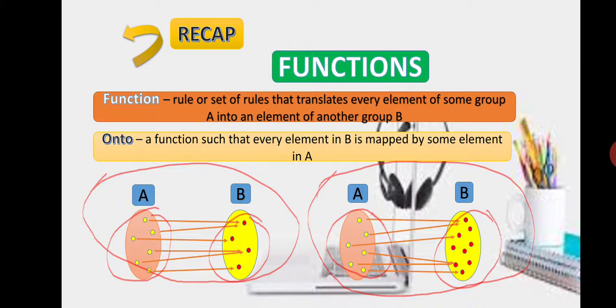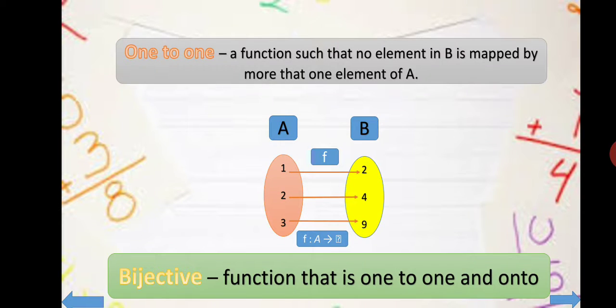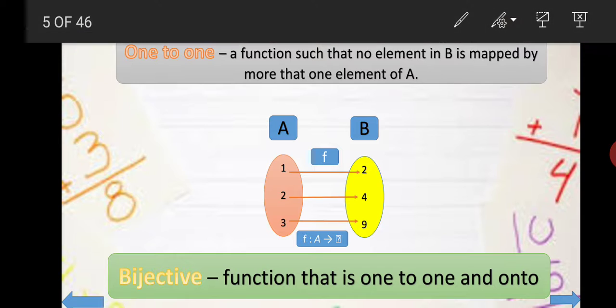Next, we have one-to-one. That is a function such that no element in B is mapped by more than one element of A. As you observe, each element in A is mapped to a distinct element in B. That's why it is called a one-to-one function.